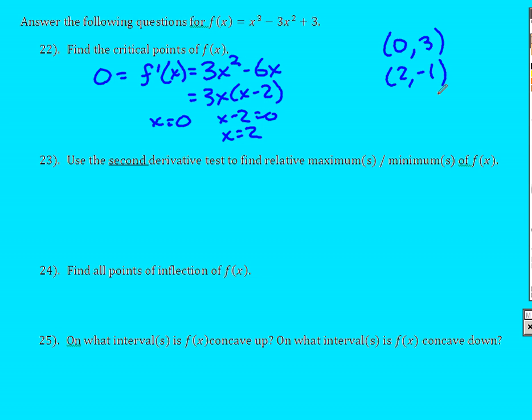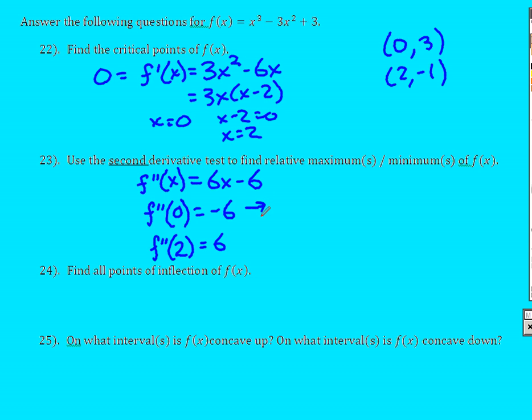Now, to do the second derivative test, I first will need to take a second derivative. So f double prime of x will equal 6x minus 6. What I need to do is test by finding f double prime of each critical number. So f double prime of 0 and f double prime of 2. At f double prime of 0, I'm going to get negative 6. And at f double prime of 2, I am going to get a positive 6.